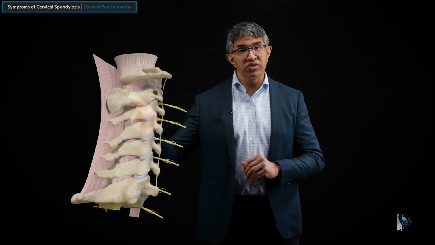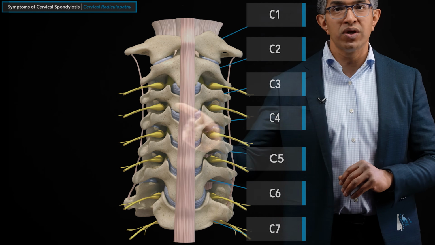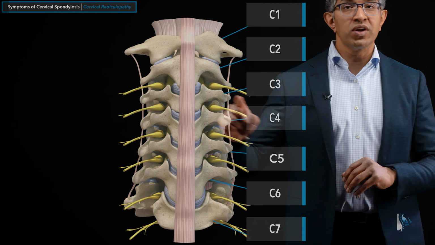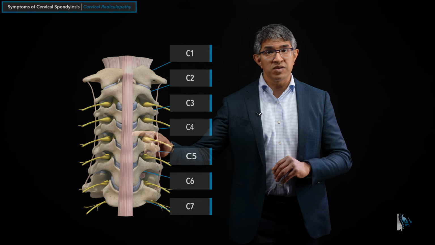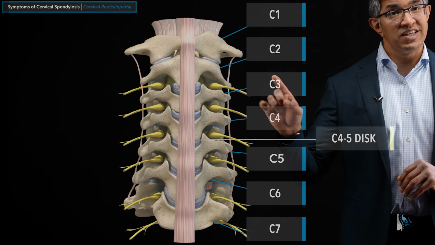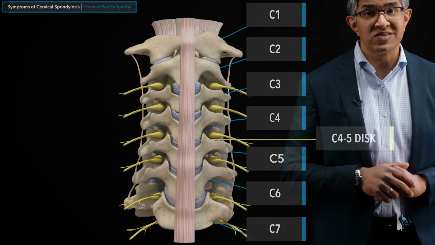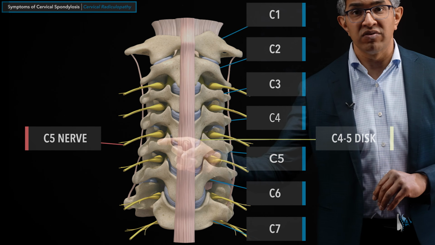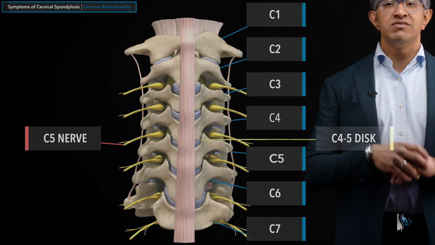The bones are numbered from 1 at the top to 7 at the bottom. You can see that the nerve comes out of a small window called the neuroforamen, and there's one on the right side and one on the left side at every level. If you look at this disc between C4 and C5, that's called the C4-5 disc. That's the C4-5 level. The nerve that comes out at C4-5 is the C5 nerve. So this is the right-sided C5 nerve, and this is the left-sided C5 nerve.